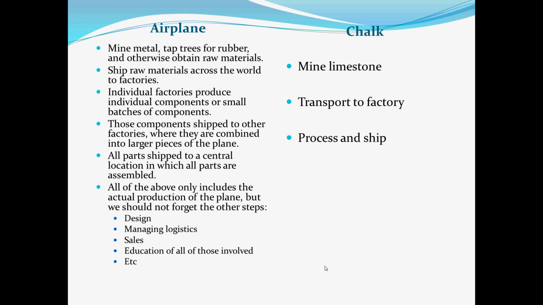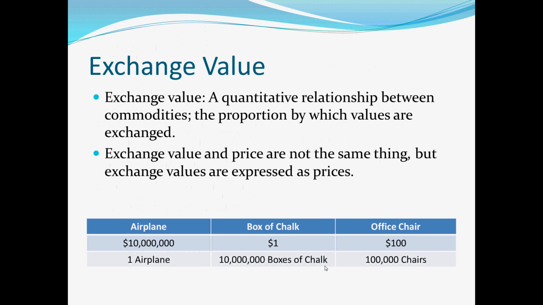So looking at this, you can see just the sheer amount of effort that goes into producing an airplane, and it's significantly higher than the amount that goes into producing a box of chalk. And if we go back to that table, we can see, and I just made these numbers up, these numbers are just completely out of my head. I picked them because they're nice and easy to divide. But if Marx is correct and the labor theory of value is correct, it just takes 10 million times as much human labor to produce an airplane as it does to produce a box of chalk.